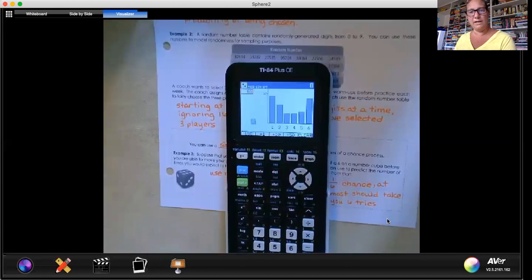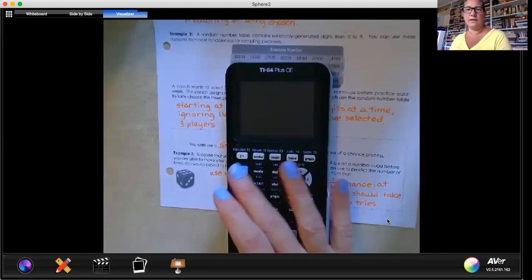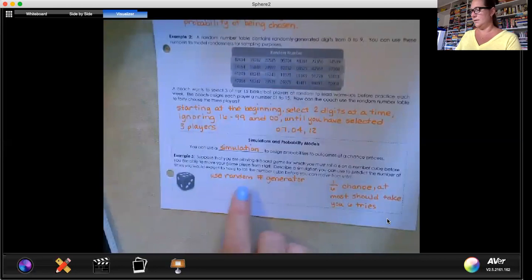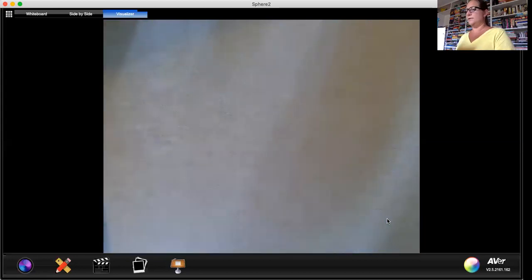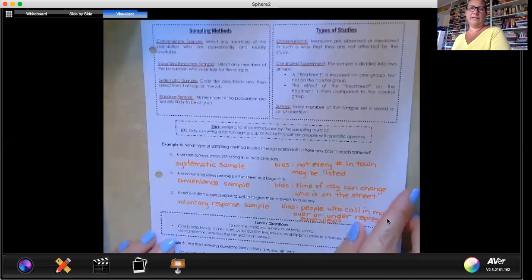Interesting. You have more of a chance of rolling a 1 or a 6. Who would have thought? So that's another thing that you could use. Just like you use the random number generator, you could use the probability simulator in your calculator. So there are sampling methods and types of studies here already defined for you.